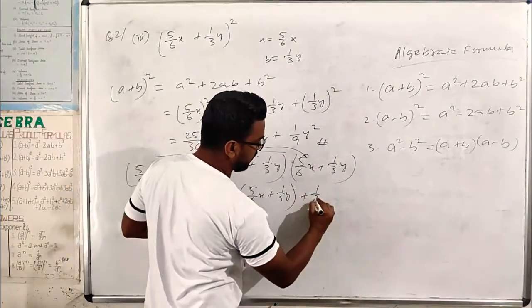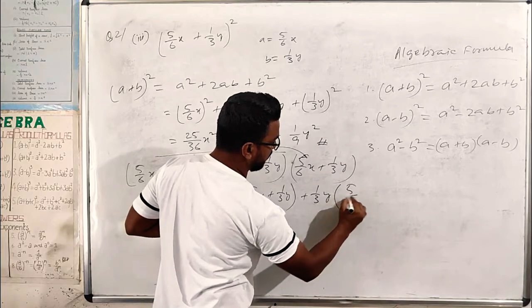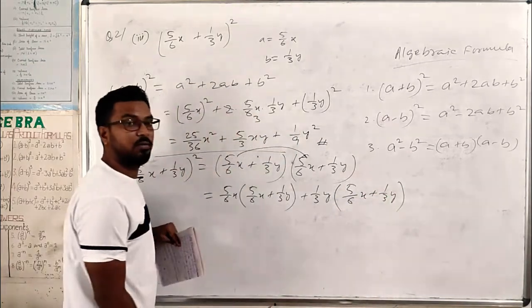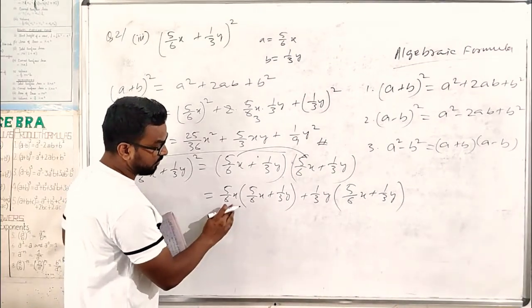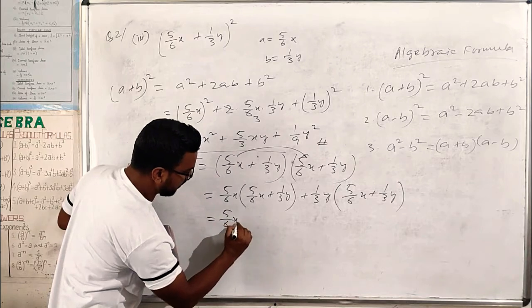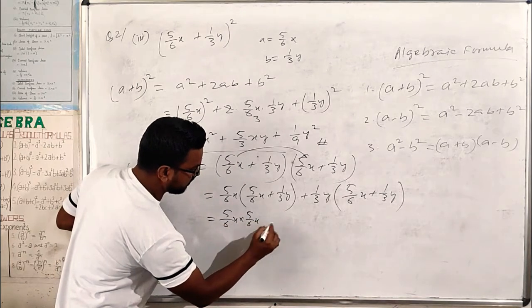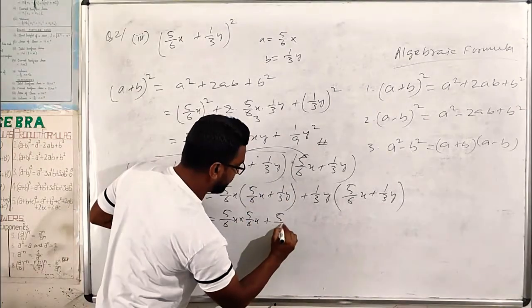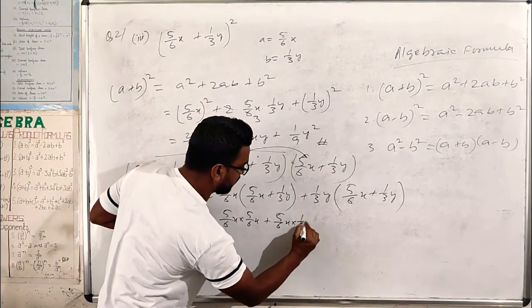So plus 1 by 3y into 5 by 6x plus 1 by 3y. So you have to multiply one by one. So first you have to multiply this one with this, right? So let me write this one: 5 by 6x into 5 by 6x plus, again you have to multiply this one with this, so 5 by 6x into 1 by 3y.